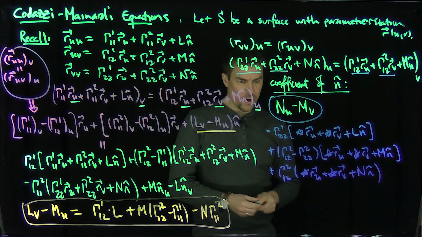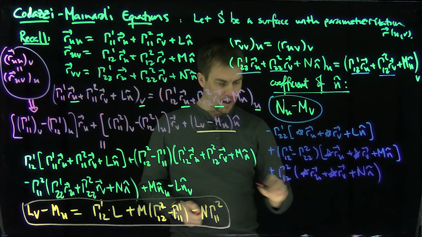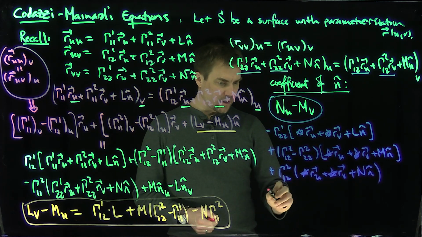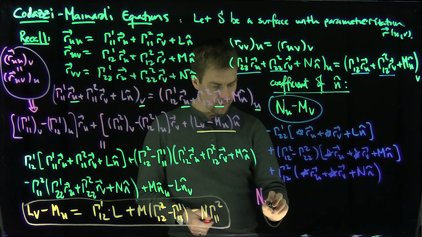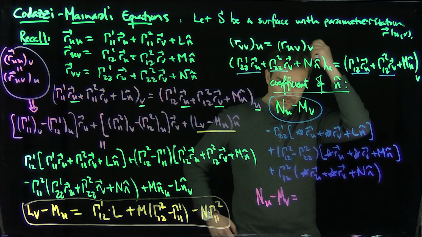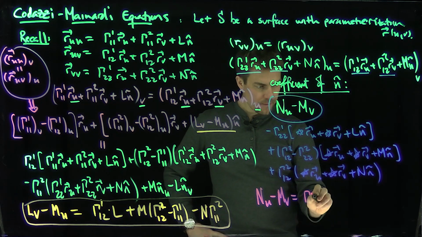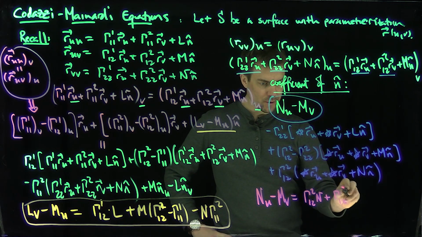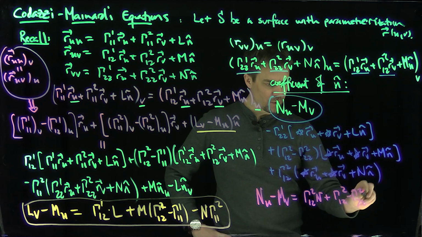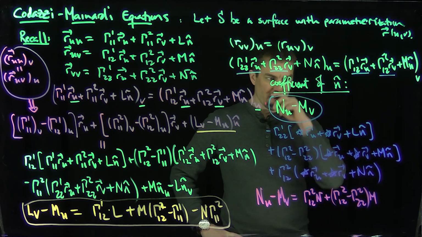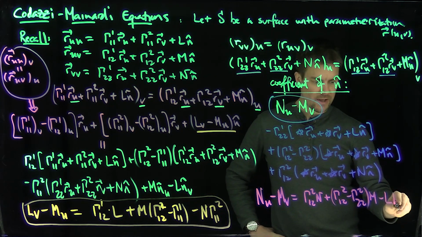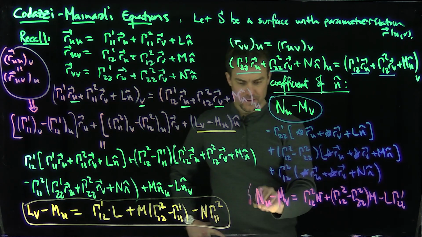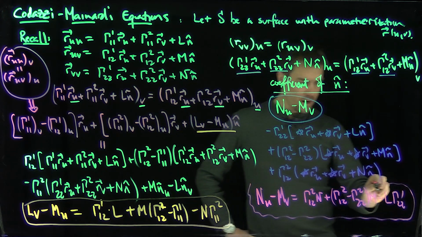Beautiful. And so now I can equate these things to find the second Codazzi-Mainardi equation, which says what? It says NU minus MV is equal to gamma 1,2 2 N, like this. And then a plus gamma 1,2 2 minus gamma 2,2 2. That's going to be an M. And then finally a minus L times gamma 2,2 1. And that's the second Codazzi-Mainardi equation.